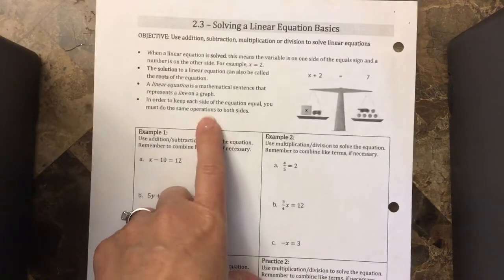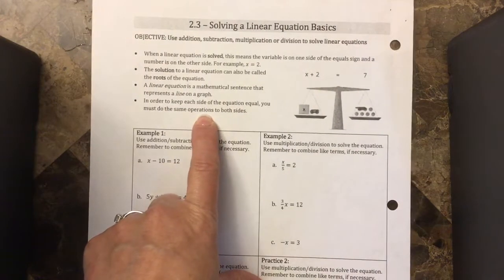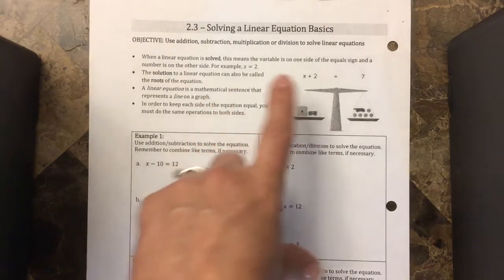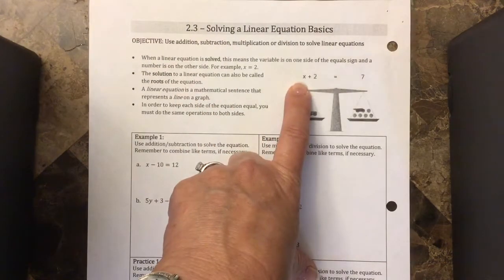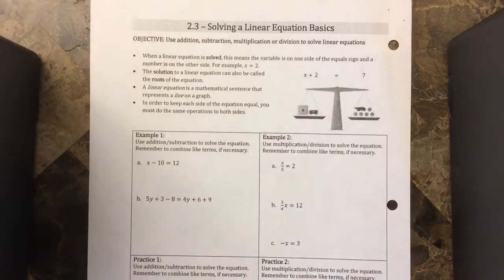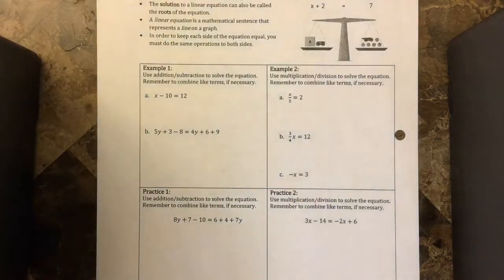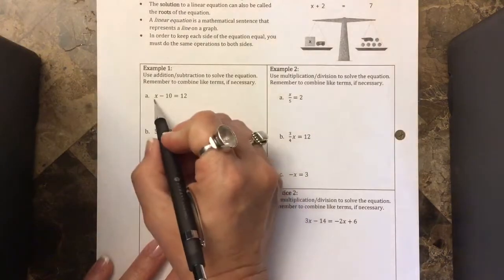And just like I said before, whatever you do to one side, you have to do to the other. You are allowed to add or subtract or multiply or divide or do whatever you need to do to isolate the variable to solve it, because the goal is I want to have the variable all by itself when I solve. I want the variable alone. Okay, so it says let's just use addition or subtraction to solve this equation. So I want x alone.